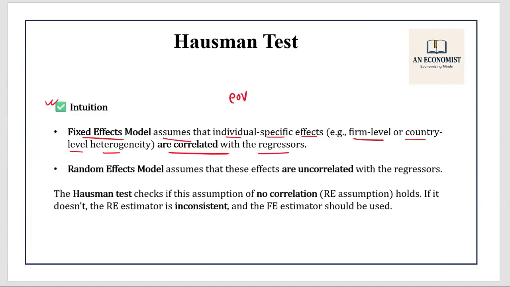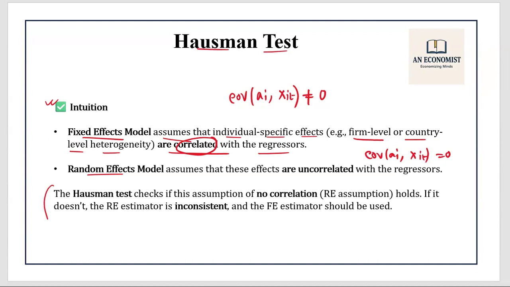We have seen earlier that αᵢ·xᵢₜ, if it is a fixed effect model, will be not equal to 0. So this is where the correlation comes into the picture. Unobserved individual specific heterogeneity will be correlated with the regressor. But in case of random effect model, this will be uncorrelated. So this statistical test has been formed.